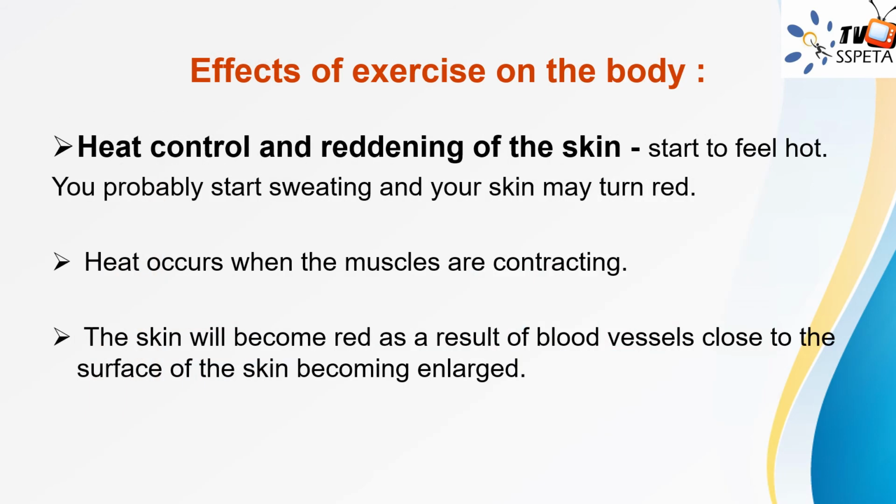Effects of exercise on the body. Heat control and reddening of the skin. You start to feel hot, you probably start sweating, and your skin may turn red. Heat occurs when the muscles are contracting. The skin will become red as a result of blood vessels close to the surface of the skin becoming enlarged.